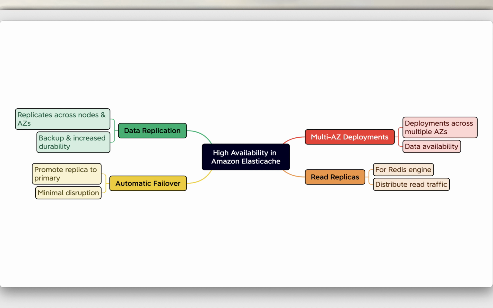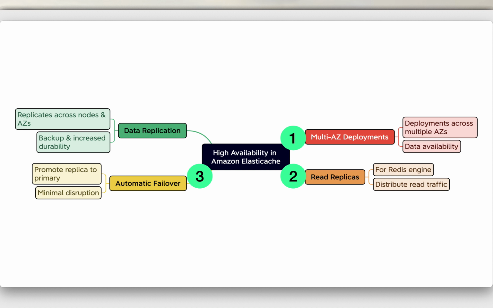High availability in Amazon Elasticache. 1. Multi-AZ deployments. Amazon Elasticache supports deployments across multiple availability zones, AZs, ensuring that cache data remains available even if one AZ experiences issues. 2. Read replicas. Especially in the Redis engine, Elasticache allows for the creation of read replicas to distribute read traffic and ensure continuous data access.